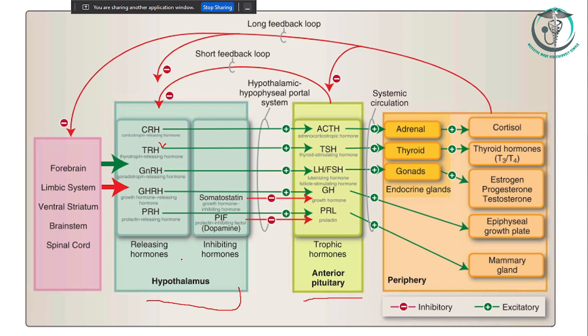Zona glomerulosa. What does the first layer do? It is the one that produces aldosterone. And then the second layer is zona fasciculata. Zona fasciculata is where cortisol is produced.